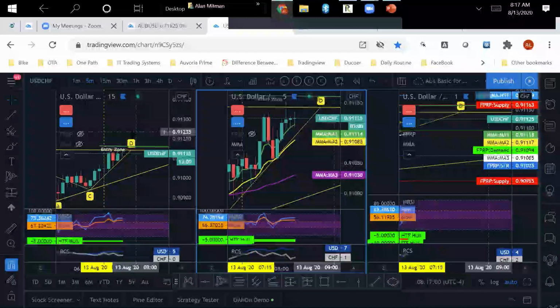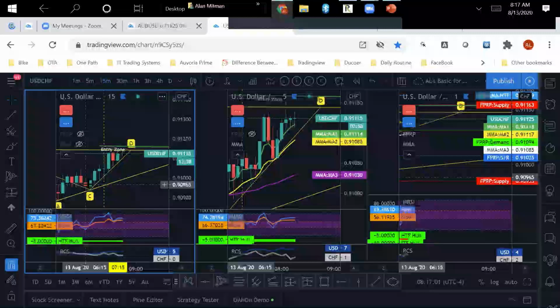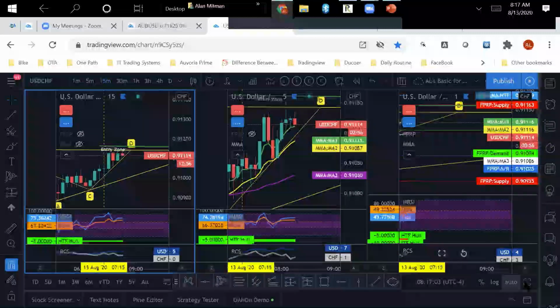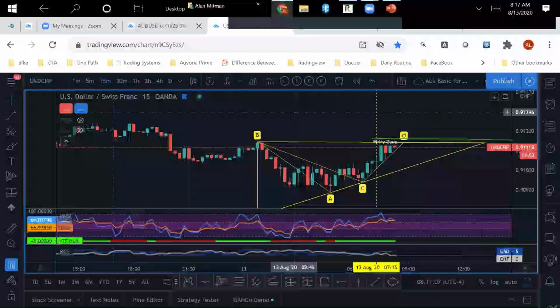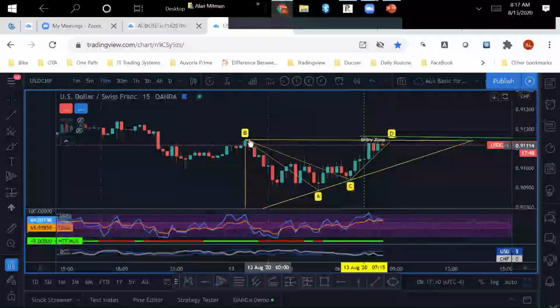Let's see, here we are. And you see there's a little bit of it. One reason why I like using this triangle tool is it allows me to oftentimes get a secondary trend after I draw the wedge. Here's the A, here's the B, here's the C.